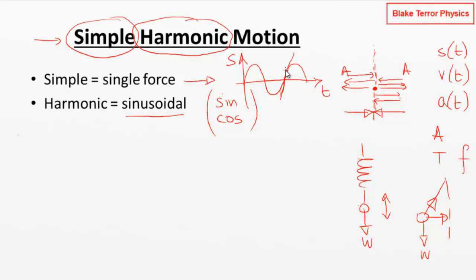So when we get towards the end, it starts slowing down as it reaches the amplitude. It momentarily stops, and then it starts going back in the other direction. So that's what the simple and the harmonic bits mean in simple harmonic motion, that we can describe them in this way. And this makes things a lot easier in a lot of ways, because a lot of things drop out of this.